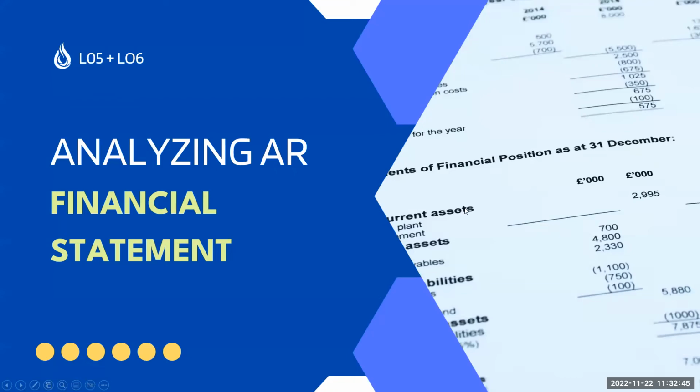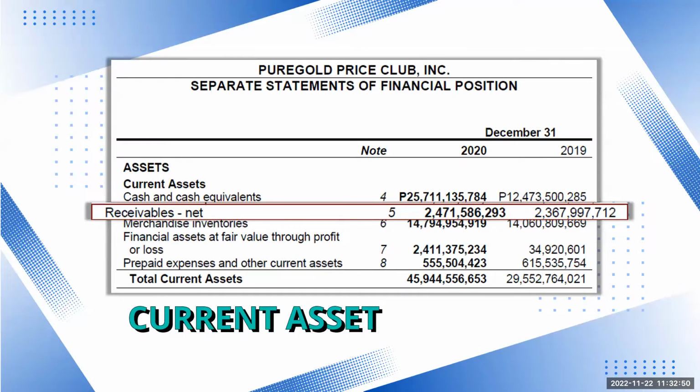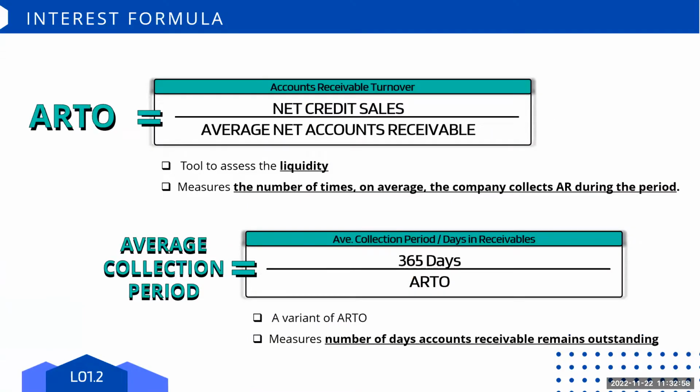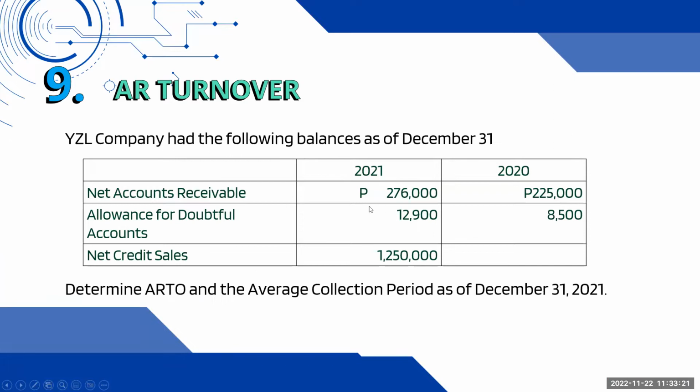And then the last one is, how do we present AR? Basically, we present AR as net. So it's AR less ADA is equal to receivables net. And these are the following formula. So AR turnover is a tool to assess liquidity. It measures the number of times on average the company is able to collect AR during the period. And then similarly to inventory turnover, you have what you call average collection period, which is basically 365 days divided by AR turnover.